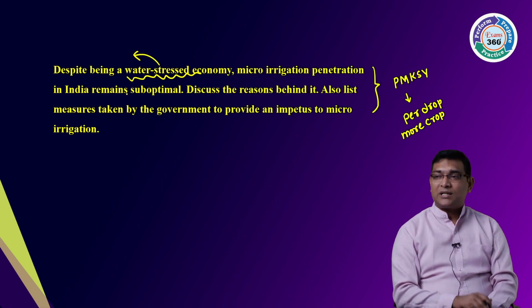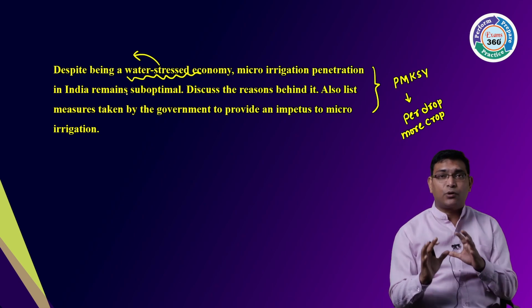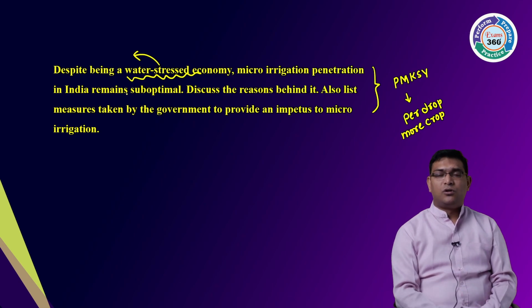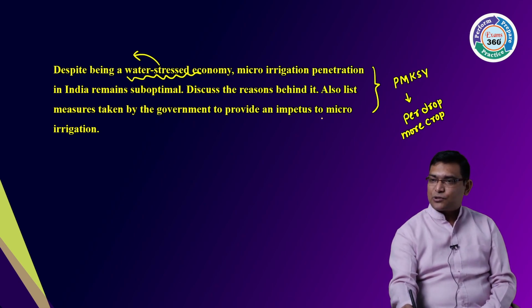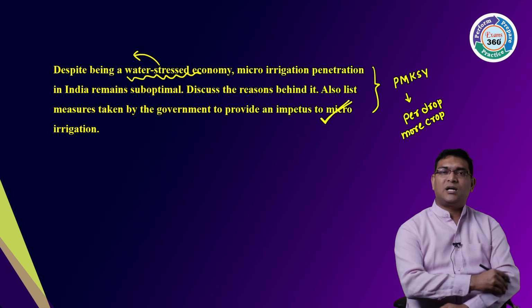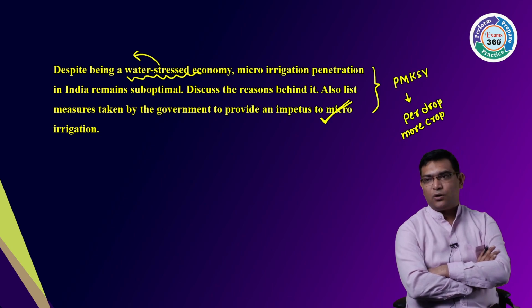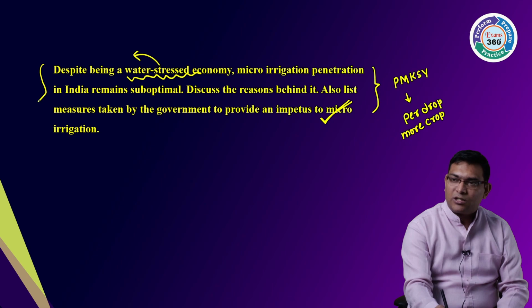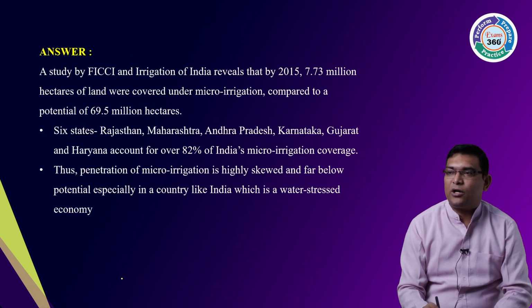So what are the reasons behind this? What are the reasons why micro irrigation has less penetration in India, and also what are the measures taken by the government to provide an impetus to micro irrigation? What are the steps that have been taken by the government to provide impetus to micro irrigation? So what are the things you see? Simple. How to begin?